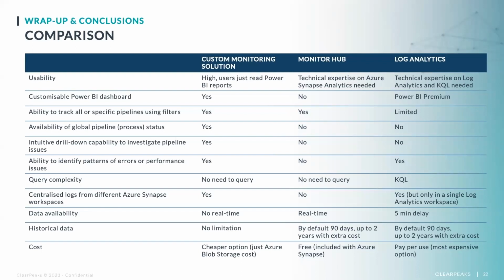Regarding the cost of the solutions, Monitor Hub is free because it's included in Azure Synapse, but it does not satisfy our goal to have a global view of the pipeline logs. So our solution is the cheapest option because the only cost it has is using Azure Blob Storage, which is not that expensive. And Log Analytics is a pay-for-use option. Moreover, if you want to use the Power BI connection, then you need to pay extra for a premium subscription, which leads to it being the most expensive option of them.